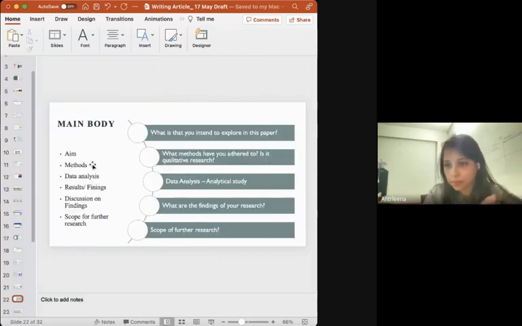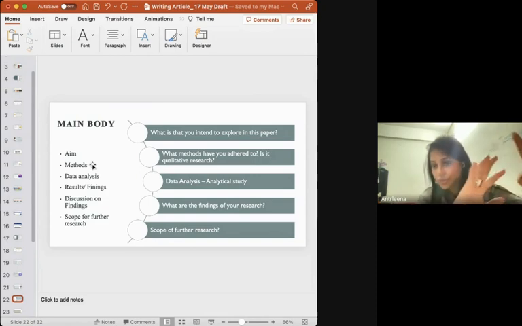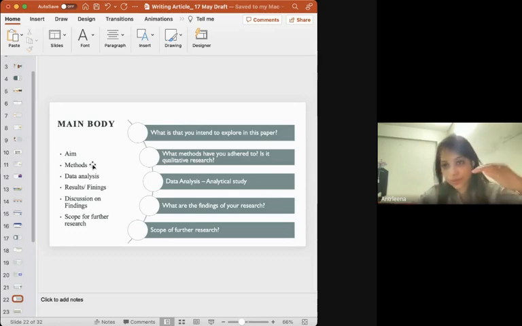Moving on to the main body. Now, I'll try to spend a little more time here. So basically, this is a very important section. This is your body. As I told you, you have written the title, abstract, keywords, you've given an introduction, and now you're coming to the main body.